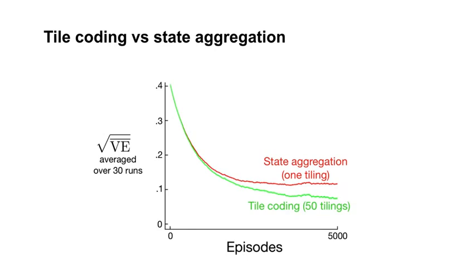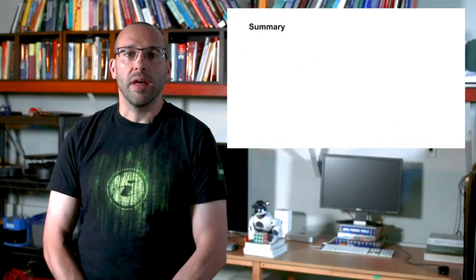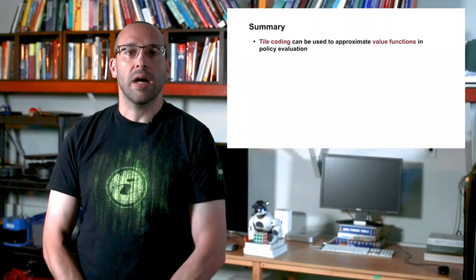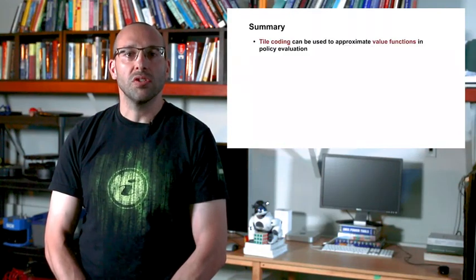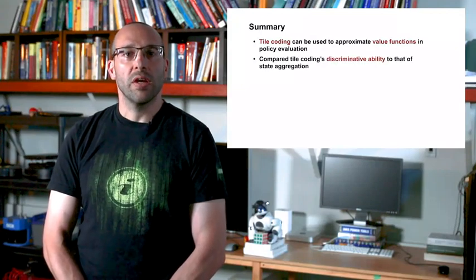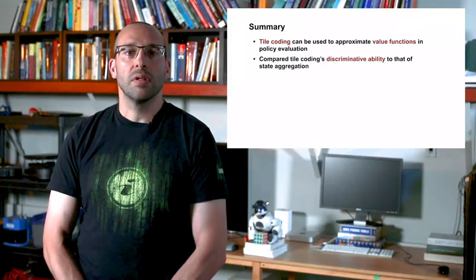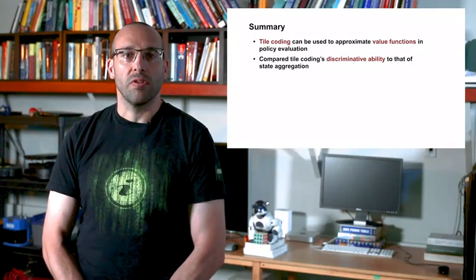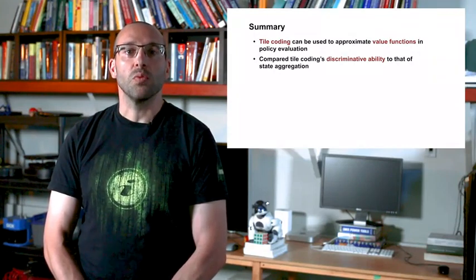It's interesting that even though the tile coder has many more parameters, it can learn just as quickly as the coarse state aggregation. But it also achieves better discrimination because of the small intersections created by multiple overlapping tiles. That's it for today. In this video, we talked about how tile coding can be used to approximate value functions in policy evaluation, and we compared tile coding to state aggregation in a simple example. Next time, we're going to move beyond fixed representations and begin learning representations with neural networks.